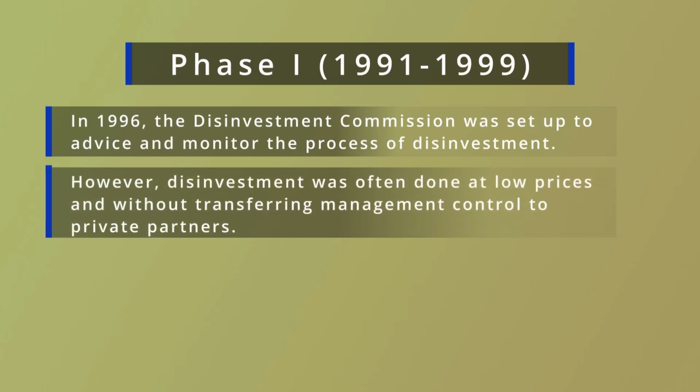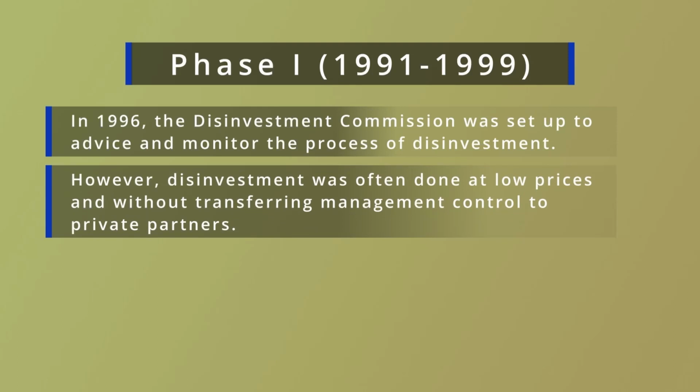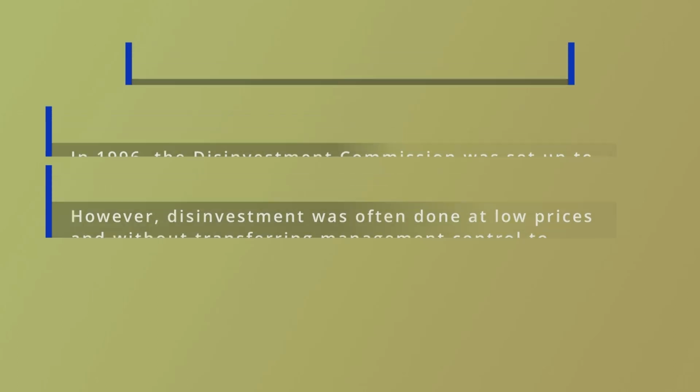However, the disinvestment was often done at low price and without transferring the management control to the private partners. And this form of disinvestment is treated as minority disinvestment. This minority disinvestment is not only related to the relatively lower share of disinvestment of the public sector enterprises, as well as relatively more control of the public sector enterprises by the government.